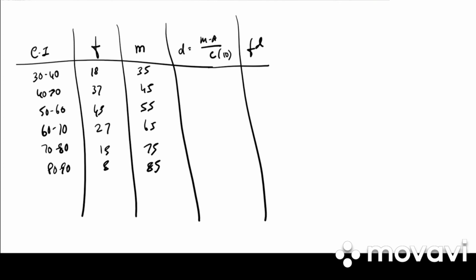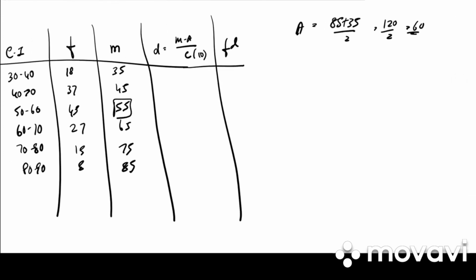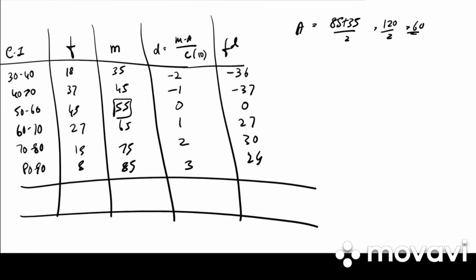So assume mean will be highest plus lowest divided by 2, that is 60. 60 is not there, so assumed value will be 55. So it is x minus 55 divided by 10. We get minus 2, minus 1, 0, 1, 2 and 3. Then we find f into d: minus 36, minus 37, 0, 27, 30 and 24.